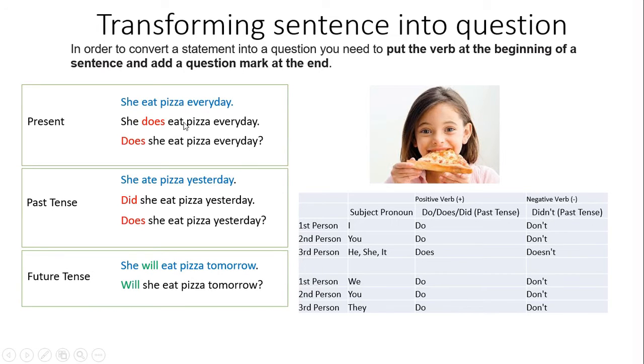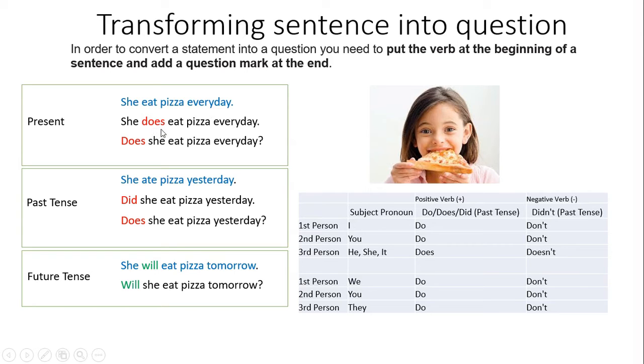Let's have another example for this. Instead of using the pronoun I, we will use the third person: he, she, or it. Let's describe the picture again. Since the picture is about a girl who eats pizza, you will use the pronoun she. So, she eat pizza every day.